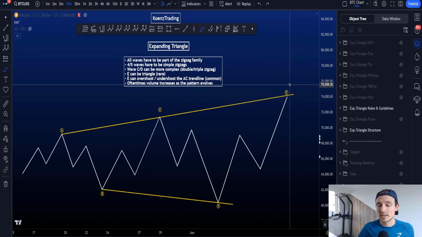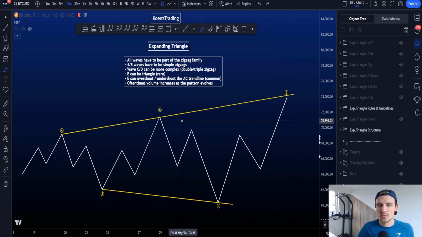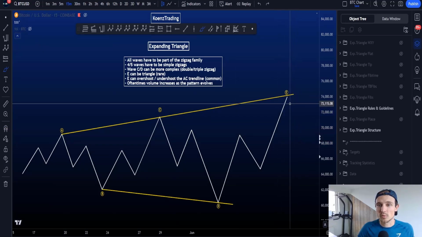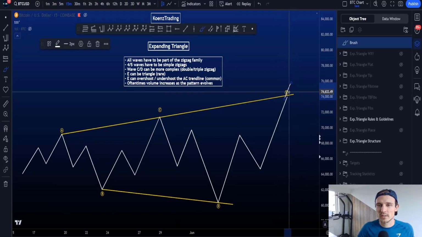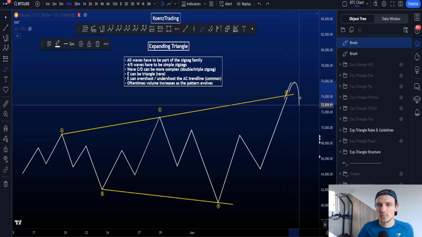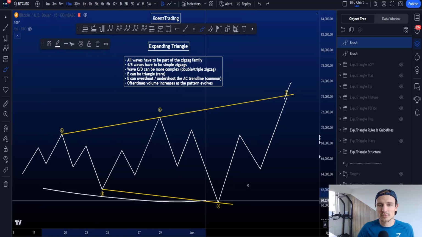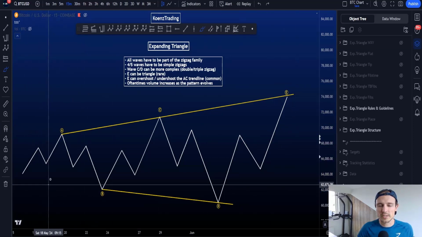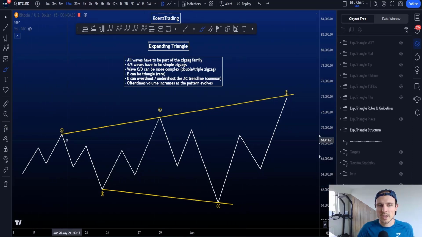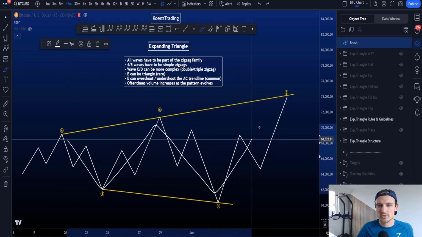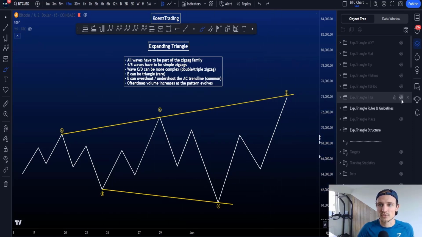Wave E by itself can also turn into a triangle, however that is very rare, but what is more common for a wave E is to either not reach the AC trend line and turn around before touching it, or overshoot the AC trend line, creating a bit of a breakout before then turning around. Oftentimes in an expanding triangle, the volume will increase as the pattern is evolving, as each next wave structure is bigger than the previous structure.